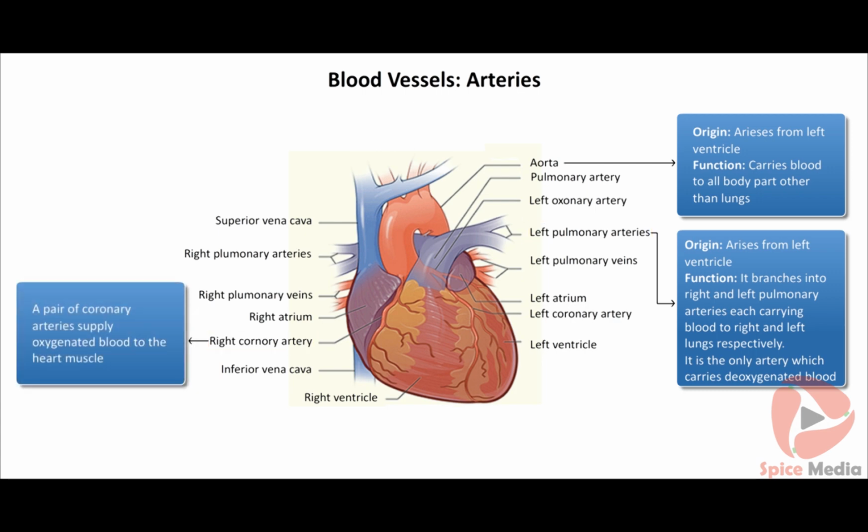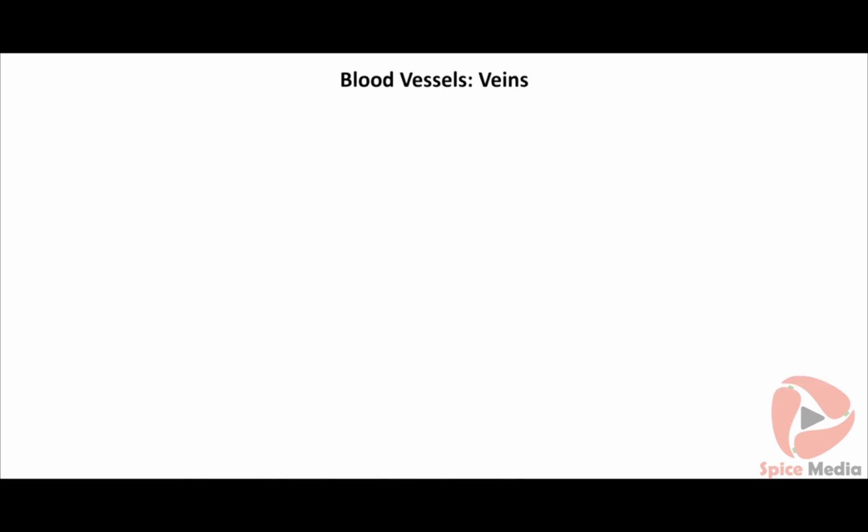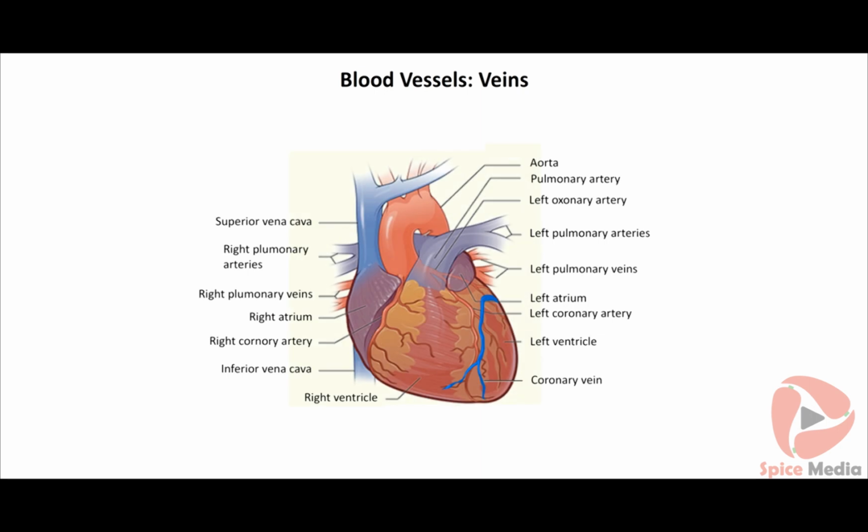There is a pair of coronary arteries that supply oxygenated blood to the heart muscle. The blocking of a coronary artery results in a heart attack. Blood vessels which bring the blood towards the heart are called veins. They normally carry deoxygenated blood.